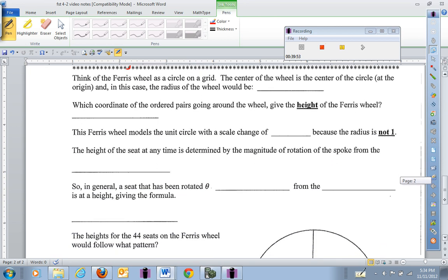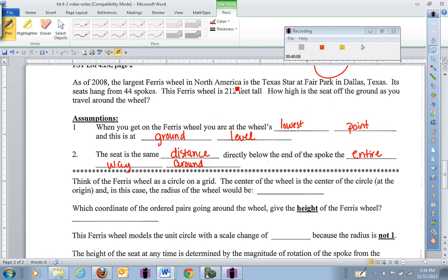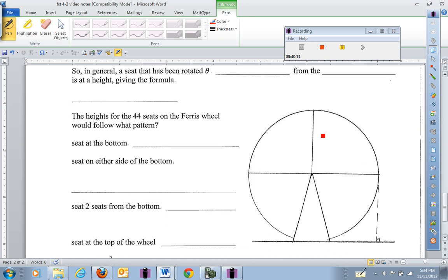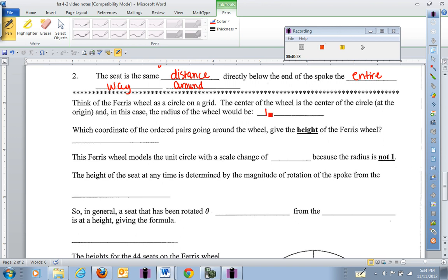Okay, you want to think of the Ferris wheel as a circle on a grid. The center of the wheel is the center of the circle, and it's at the origin. And in this case, the radius of the wheel, okay, well, let's think about this for a minute. We have 212 feet tall. So I've got a little picture down here for you. This is 212 feet of height, total height, so the radius is going to be half of that, which is going to be 106 feet, isn't it? Okay, so let's fill that in. This would be 106 feet.